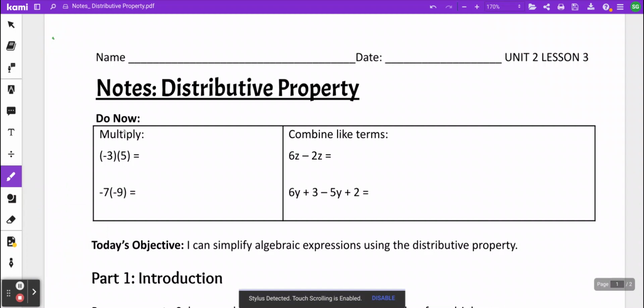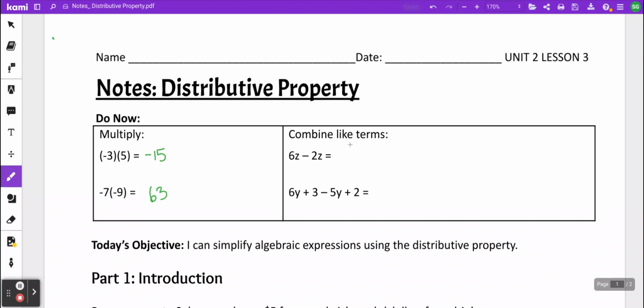So the first 2 questions are related to multiplication. This first one says negative 3 times 5. 3 times 5 is 15. And then anytime you multiply a negative and a positive number, that will give you a negative number. For the second one, it says negative 7 times negative 9. 7 times 9 is 63. And then if you're multiplying the same sign, 2 negative numbers, that will give us a positive answer.